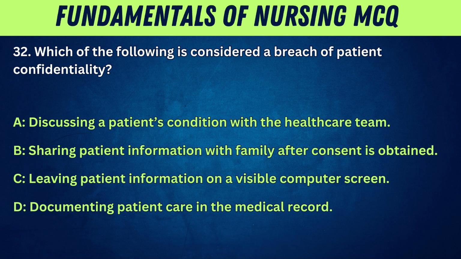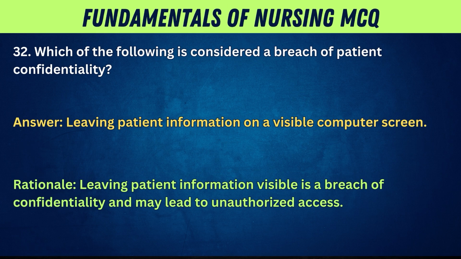32. Which of the following is considered a breach of patient confidentiality? A. Discussing a patient's condition with the healthcare team. B. Sharing patient information with family after consent is obtained. C. Leaving patient information on a visible computer screen. D. Documenting patient care in the medical record. Answer: leaving patient information on a visible computer screen. Rationale: leaving patient information visible is a breach of confidentiality and may lead to unauthorized access.